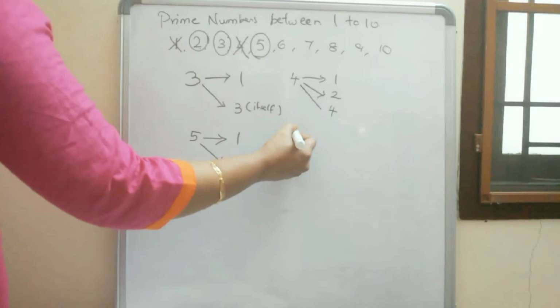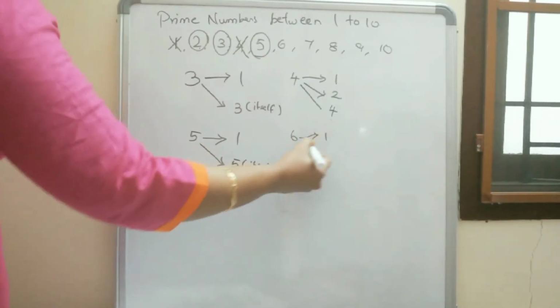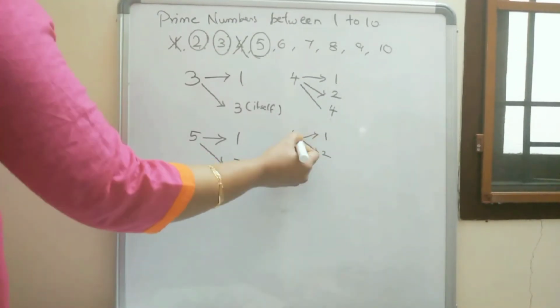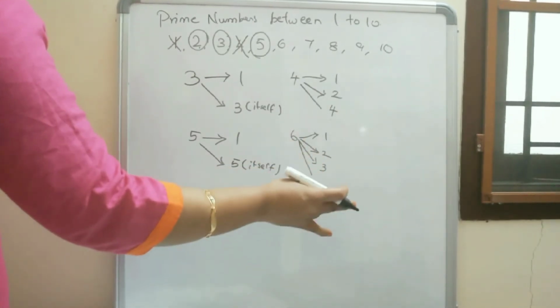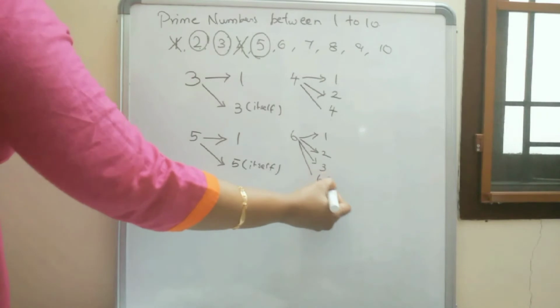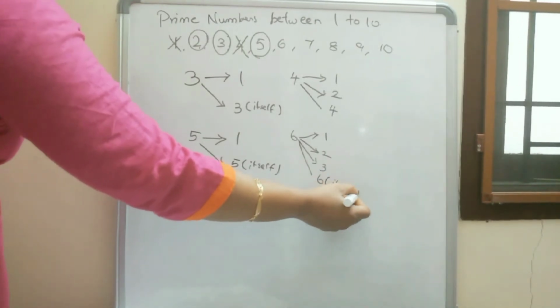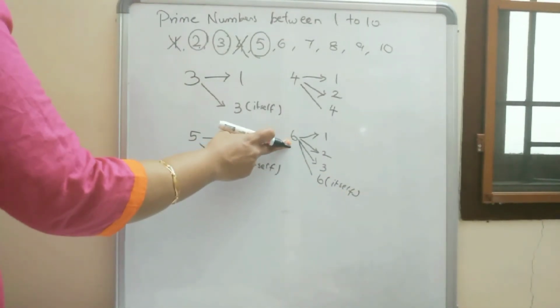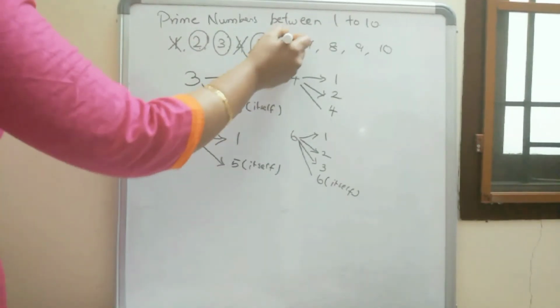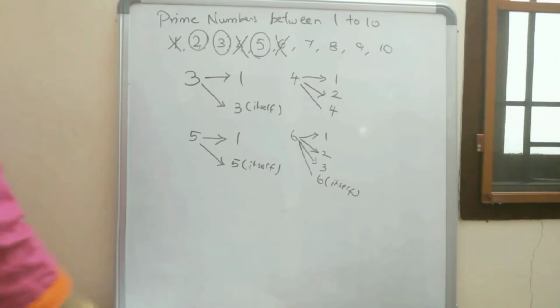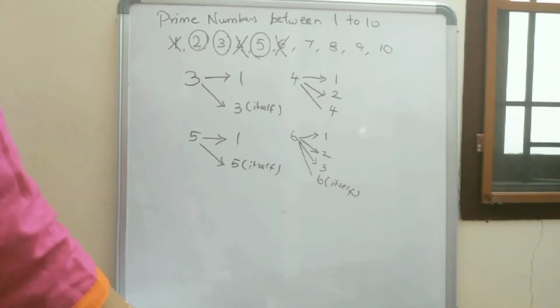Next number we are considering 6. 6 is divisible by 1. 6 is divisible by 2. 6 is divisible by 3. And it is not divisible by 4, 5. Next, it is divisible by 6 itself. So, now see, we have 4 factors for 6. So, it is not a prime number. Okay. Now, we can consider 7.